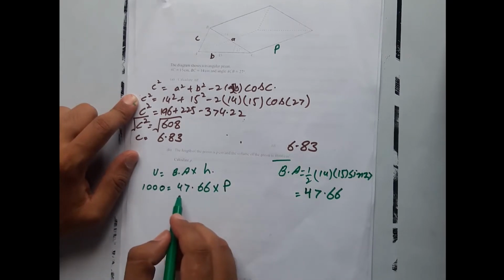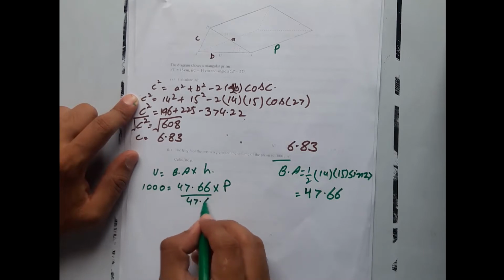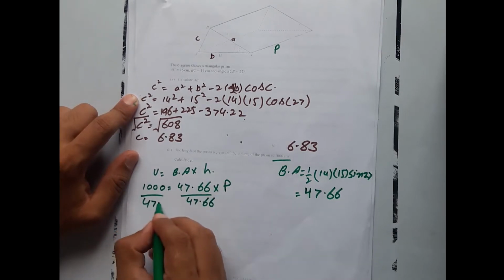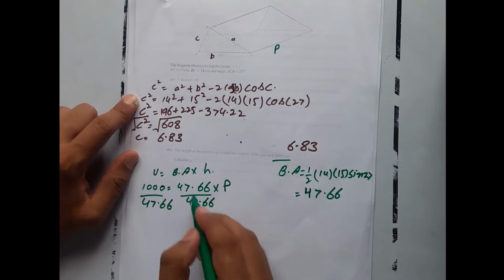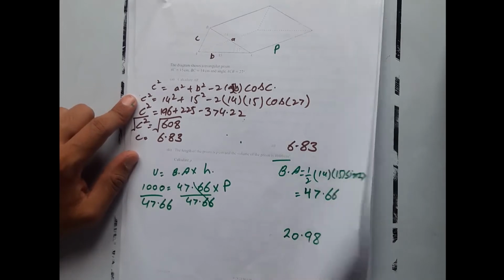Okay, 47.66 is multiplying, so we will divide on the other side, this will be cancelled, so the p value will be 20.98. Clear? This was the B part of question 9.